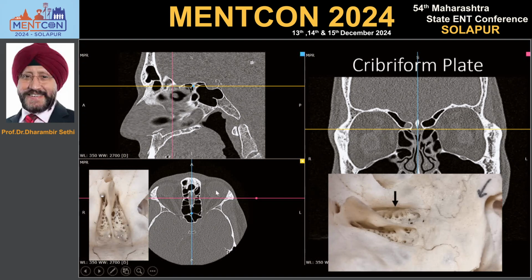And you can see here, this is the cribriform plate, and you can see it's perforated by several foramina, roughly about 20 of them, through which the olfactory nerves pass and form the olfactory bulb. And you can see these foramina on the sagittal section here.